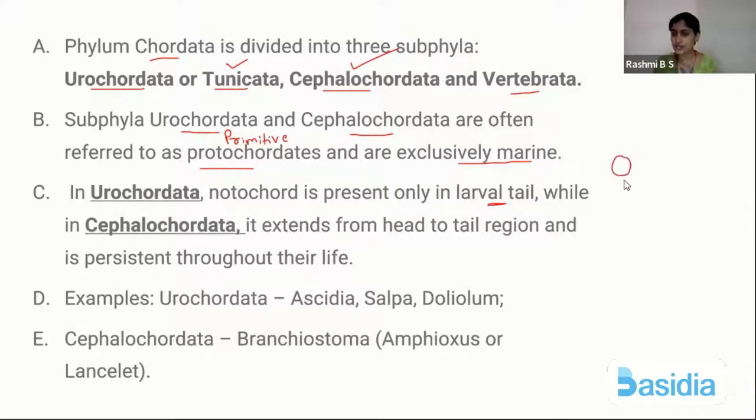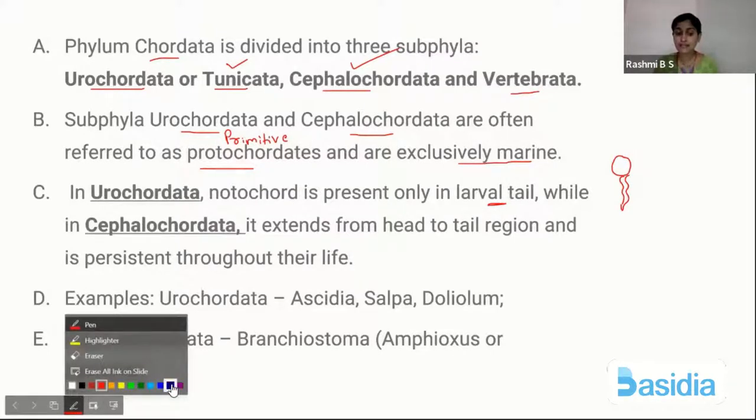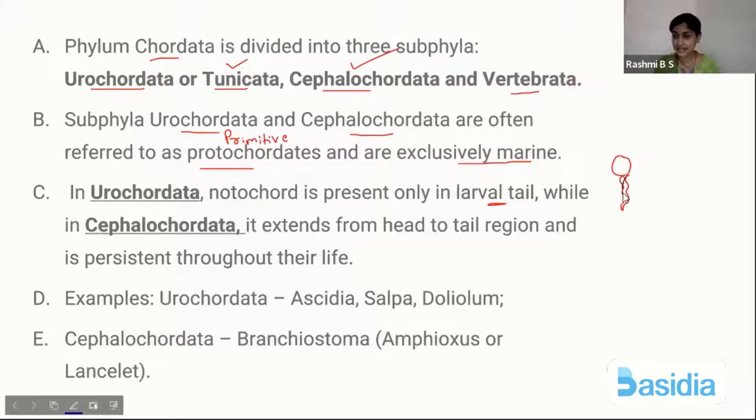If you assume this is the larva of the urochordata, you see the notochord only in the larval tail. Once this larva becomes an adult, you don't see the tail. Imagine this is an adult. In the adult, there is no notochord. This is about urochordata.